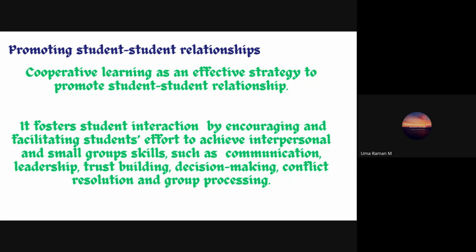Promoting student-student relationships. We call it cooperative learning, wherein we try to create a strategy which will motivate a student to interact with his fellow classmates by encouraging and facilitating students' effort to achieve interpersonal and small group skills such as communication, leadership, trust building, decision making, conflict resolution, and group work. This is something that is very vital.